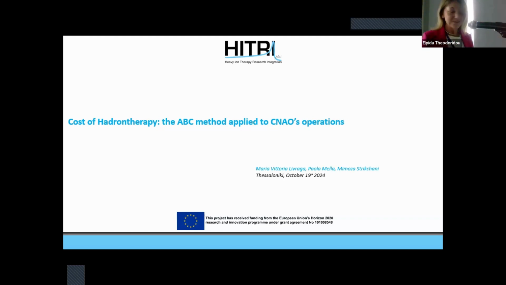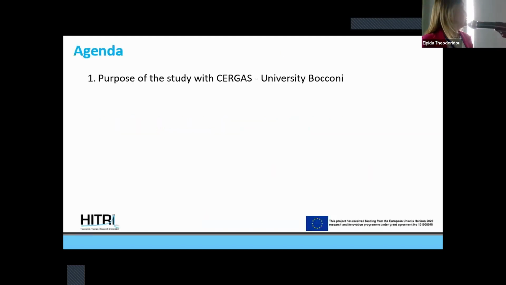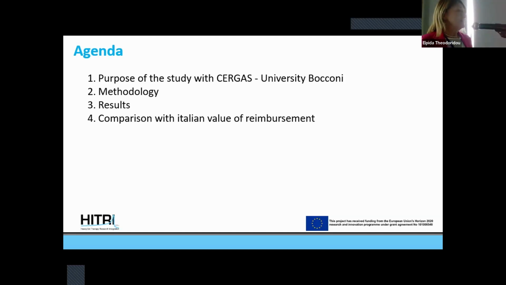So thank you for this opportunity to present this work about cost that we are now performing together with a small team of controllers and with the help of University Bocconi of Milan. So we will talk about cost and about an unusual method of cost accounting used to trace hadrontherapy costs. This is my agenda: the purpose of the study, then the methodology, the results, a comparison with the Italian value of reimbursement, and final consideration and the take-home message.